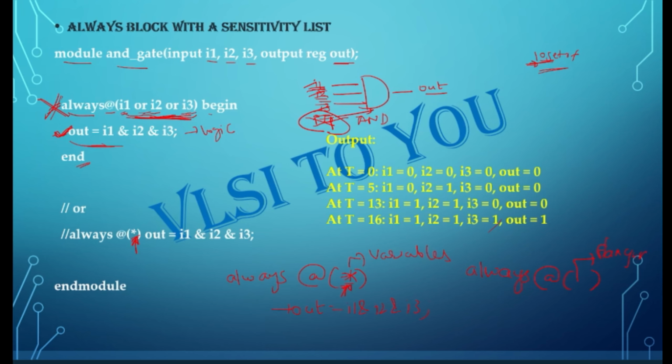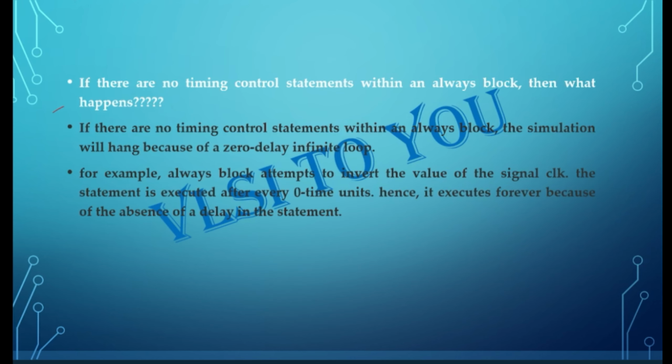But when you keep the star, you are including all the variables. Any change in all these four variables, this always block will respond. That is the difference between mentioning the variables and mentioning the star. Star means whatever variables you declare inside the module, whatever you declare as inputs, for every change the always block will be activated, because the star means anything. So this is how the sensitivity list works in the always block.